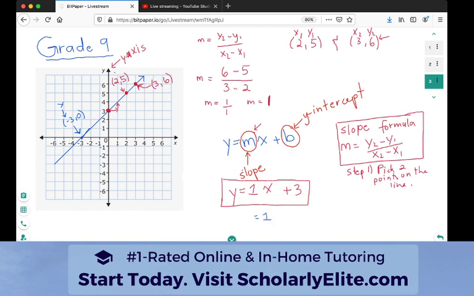I'm going to plug in -3 as x, and then put in the rest of the equation. And lo and behold, 1 times -3 is -3, plus 3, that's going to equal 0, which is the correct answer for y, because our actual point on the graph is (-3, 0). Okay? So hopefully this makes a little bit of sense for you guys.